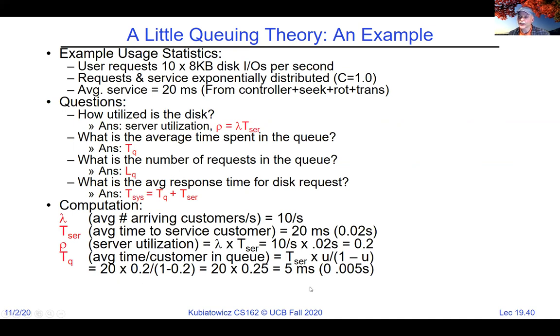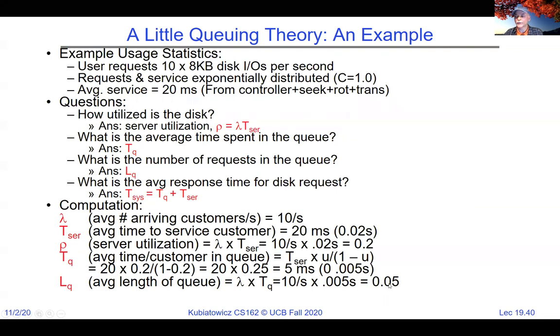So the time I'm sitting in the queue is only 5 milliseconds. The time service from the disk is 20. The total time from when I submit the request to when I'm done is 25 milliseconds, right? That's the sum, okay? And the average length of the queue here is only 0.05. So this queue is really not building up, right? It's got an average 0.05 things in it. If I make the request much faster, I will very quickly get to where the queue completely dominates all of the time on this. All right, good.